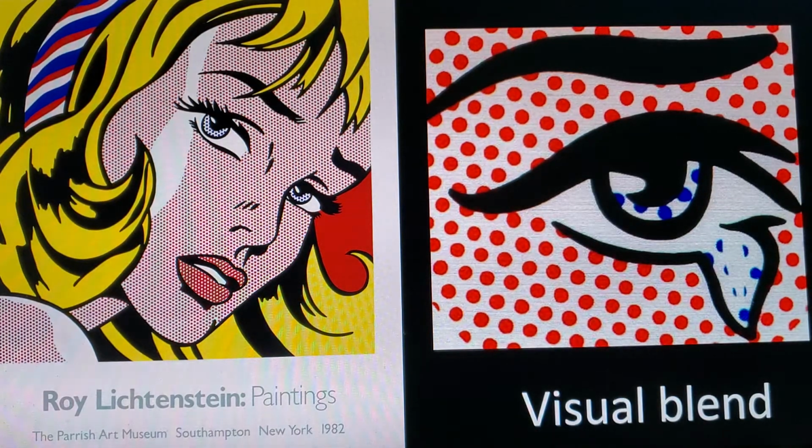So a physical blend is when you take two colors, you might take yellow and red and actually mix them together and you get orange. A visual blend, you might take yellow and place it over the top of red, creating an orange. Now here's some examples of some visual blends that were done in color.